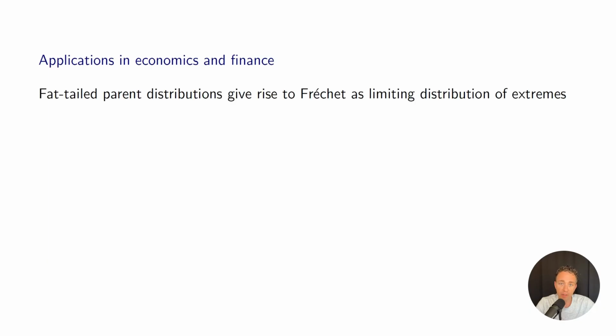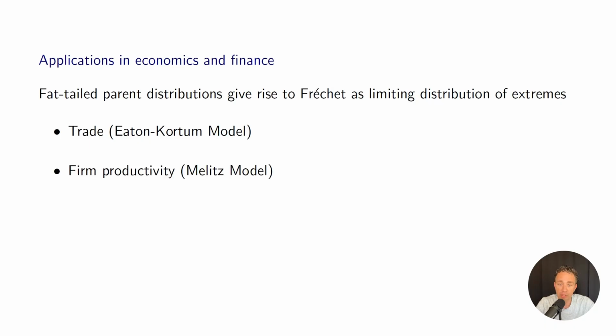How are we applying the Fréchet distribution in economics and finance? Basically, there are a lot of situations where the underlying distribution has fat tails like a Pareto or a Cauchy. And then if we want to think about maximum over those distributions, then that's when Fréchet would come in. The model we'll talk about extensively in the next video, the Eaton-Kortum model of trade, leverages this idea when thinking about how likely countries are to trade with each other, and how that might be influenced by underlying productivity differences. There's also a very famous paper by Melitz that talks about firm productivity.